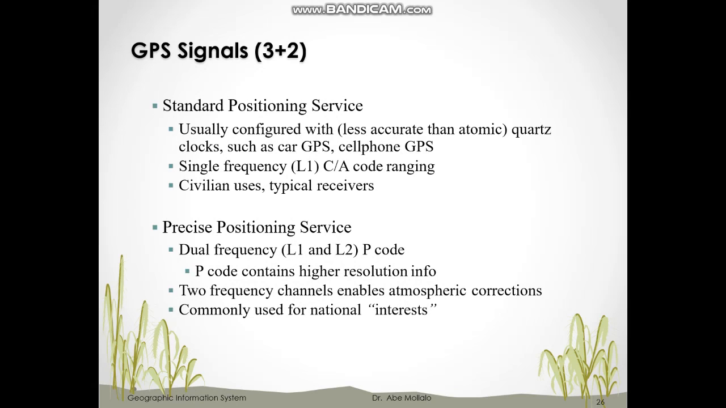The second type of service is precise positioning service, which uses the P code, the precise and private code, and it has two frequency channels because this code is carried by both L1 and L2 carriers, so they can use two channels to do the comparison and make corrections. And this is commonly used for national interests such as military purposes.